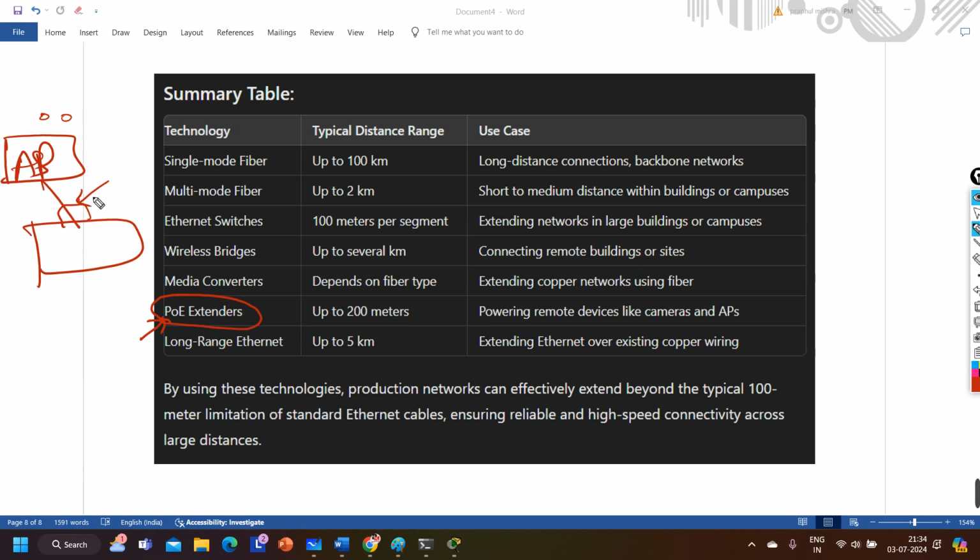So there are two types of switch port. One is PoE and one is non-PoE. If the port is PoE, that means the port has the capability to transmit electric power as well. If the port is non-PoE, that means the port cannot provide power. The port can only provide data.